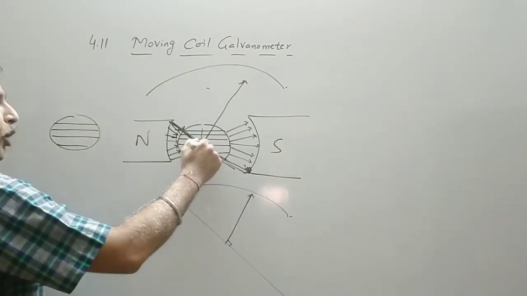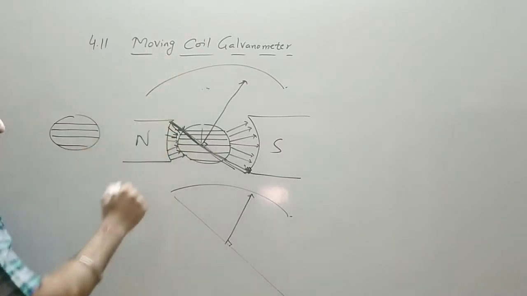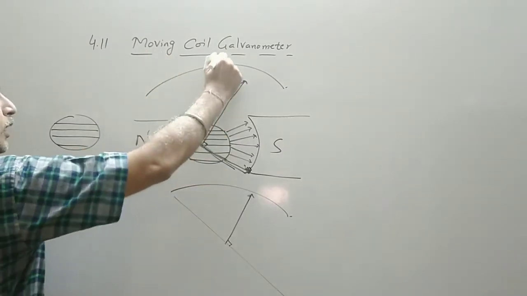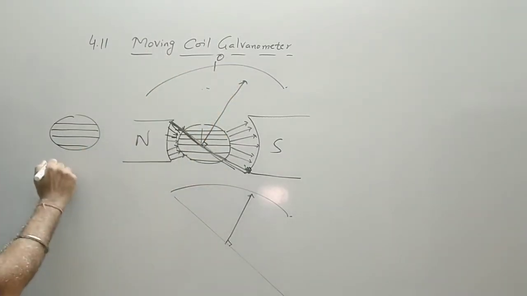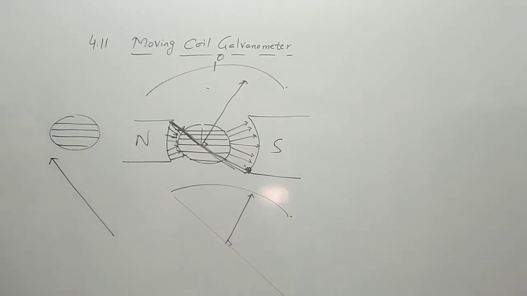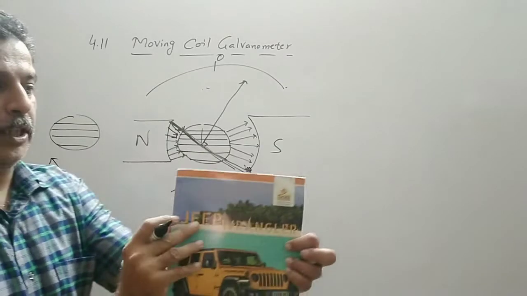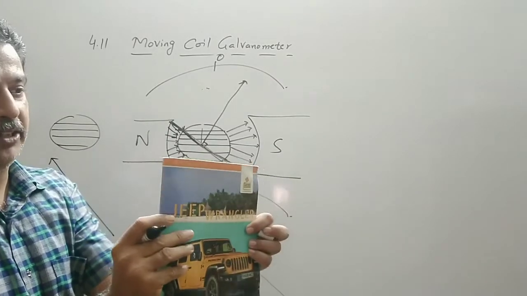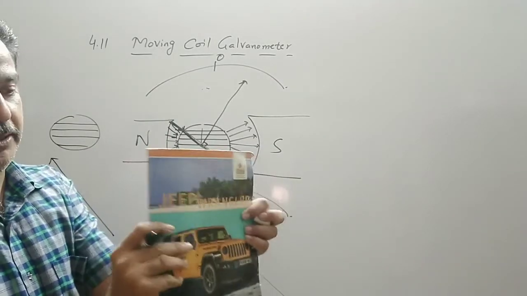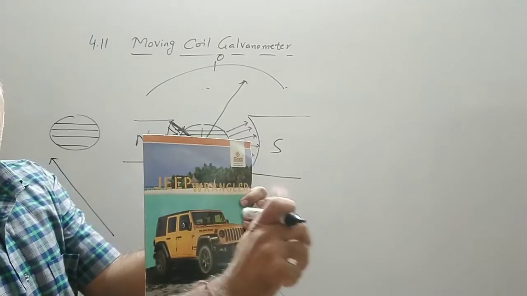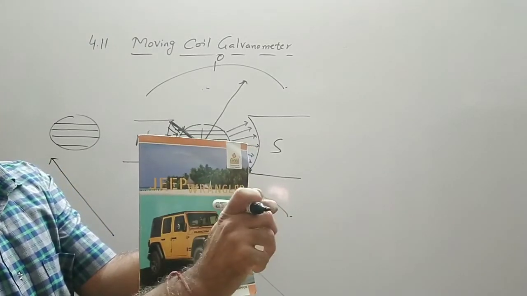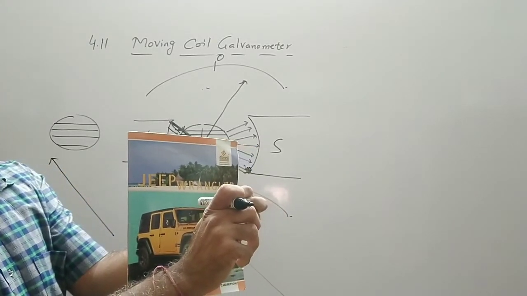Suppose this pointer moves towards the opposite side. This is your 0. So suppose this pointer moves like that. At that time, this wire also turns to this side. Now the deflection is towards this side. Now this is the magnetic moment. It should always make 90 degrees with the magnetic field lines.